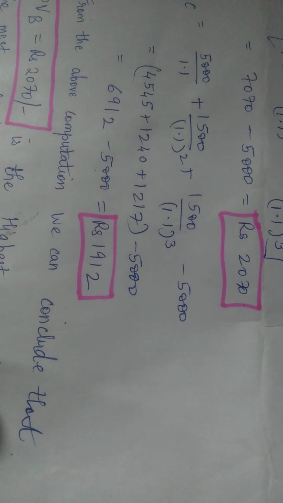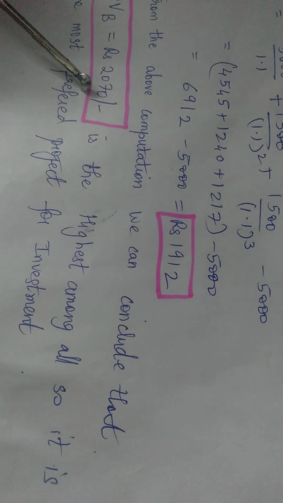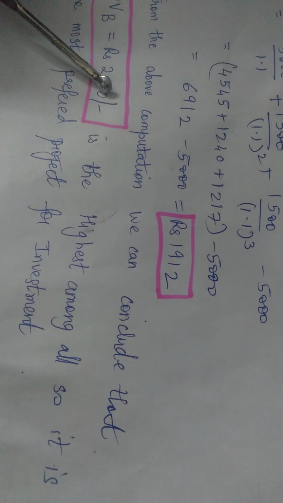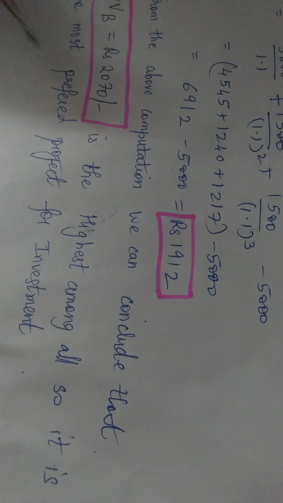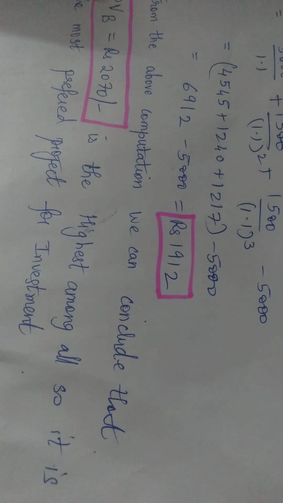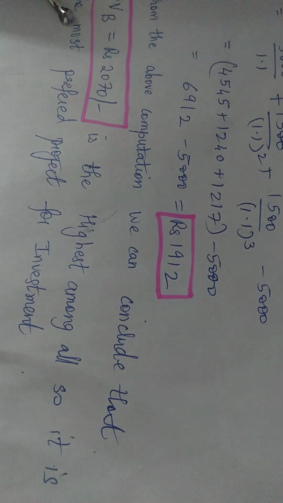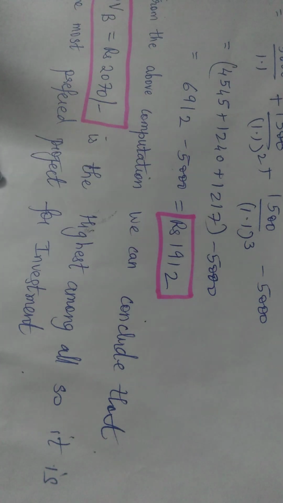Now from the above computation, we can conclude that among all three NPVs which we have calculated, rupees 2070 happens to be the highest NPV. Generally it is always preferable to invest in that project where the NPV is highest. And since we can see that the NPV of 2070 for project B is the highest one, the investor should prefer to invest in project B. That's all. Thank you for your time.